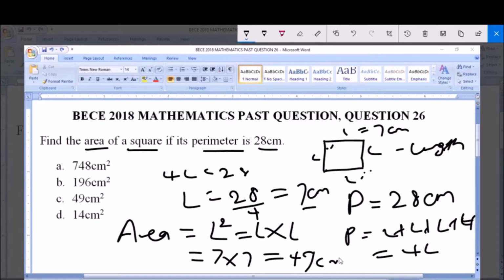Then the unit is in centimeter square. So our answer is what? 49 centimeters square. Now option A says 748, which is wrong. B says 196 centimeters square, which is wrong. C says 49 centimeters square, very correct. And D says 14 centimeters square, very wrong. So the answer to this question is C, 49 centimeters square.